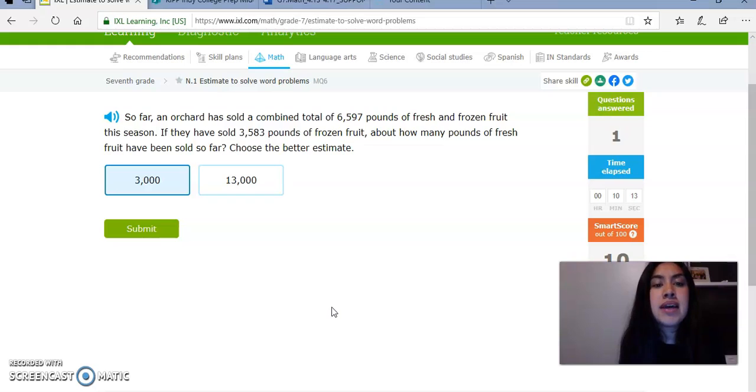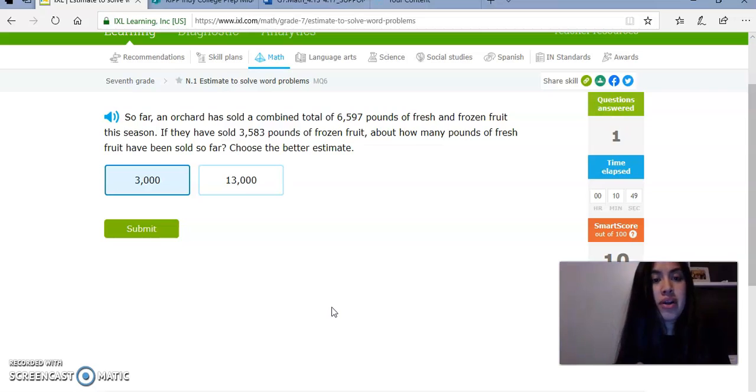Okay, so before I submit, I need to ask myself, does my answer make sense? It says the orchard combined a total of 6,597 pounds of fresh and frozen. I only know the amount of frozen, which is 3,583, and I need to find out how much was fresh fruit. Choose a better estimate. Since I'm trying to find the missing amount and I use subtraction, I'm going to get a number less than 13,000, which is the other option. So my answer does make sense.